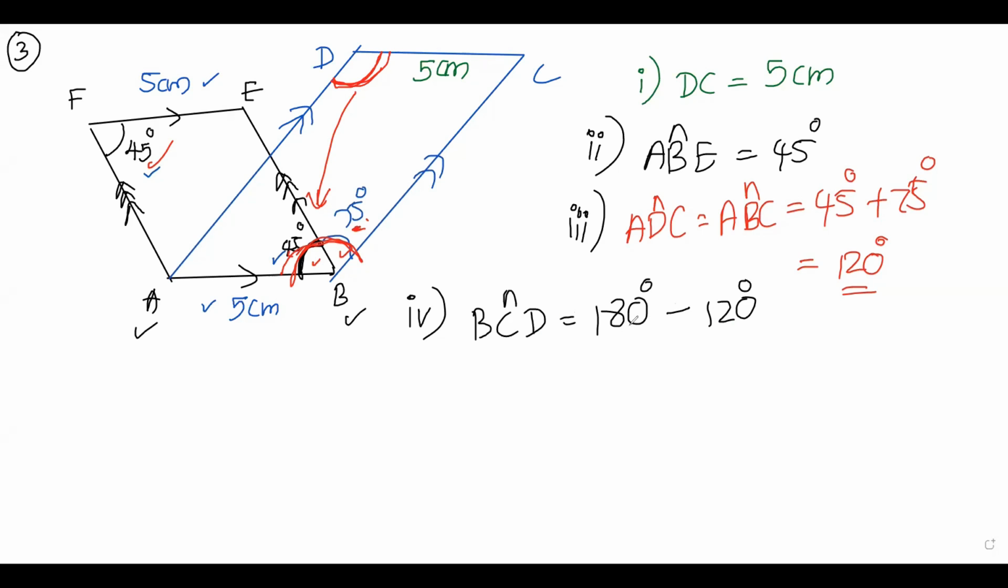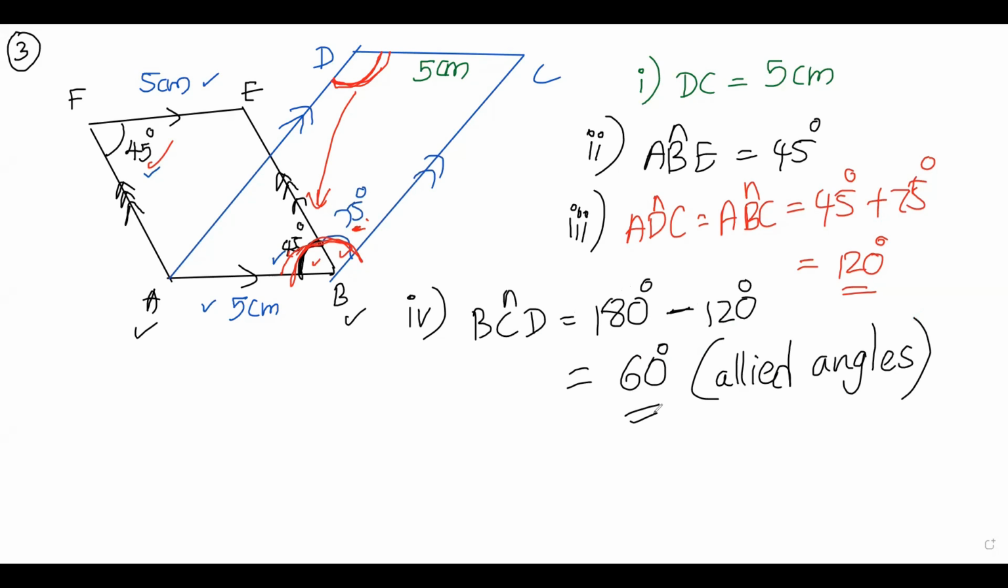BCD is equal to 180 minus 120. So what is the subtraction of these two? It is 60 because of the straight line angle. You can take it like this. Okay, you can do like that. Right now.